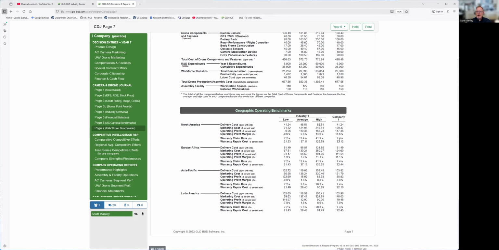While I'm here, I also want to take a look at the operating benchmarks. I had the highest operating profit margin in North America, the highest in Europe, Africa, and the highest in Asia Pacific. I was well above average, but not the highest, in Latin America. Taking a look at that, I should have done pretty well. I should have had a pretty good outcome.